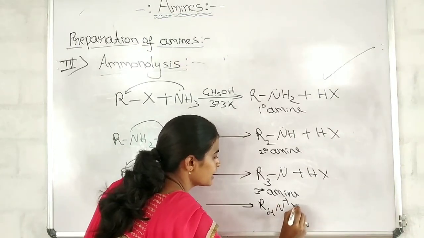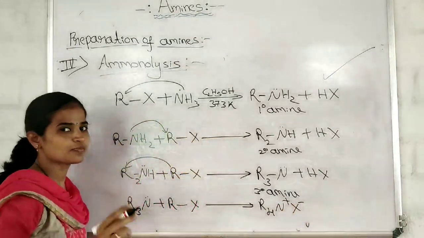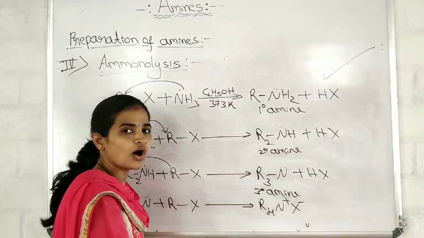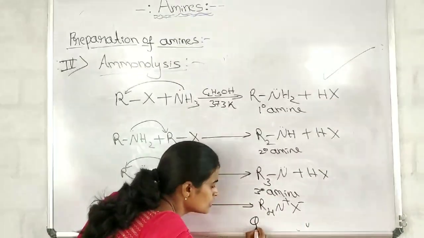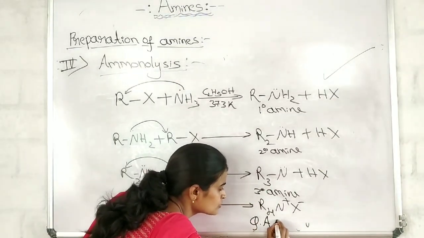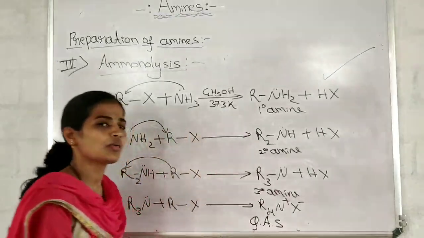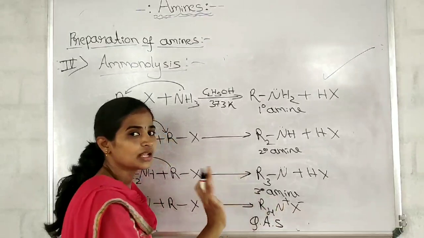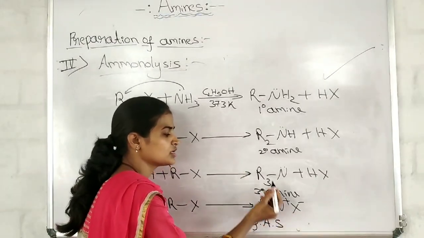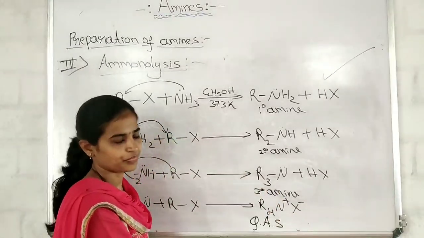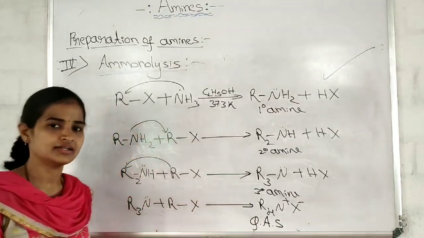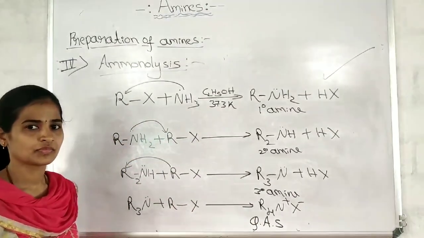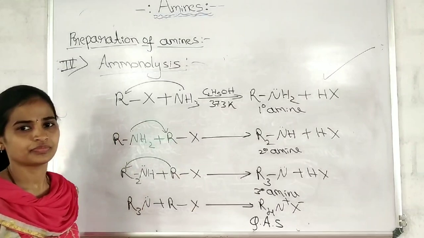R4N plus X minus. Plus and minus means what? A salt is formed. What salt is it? Quaternary ammonium salt. As the salt is formed here, there is no lone pair of electrons remaining on the nitrogen atom. Therefore, the reaction ends here. Observe it carefully.